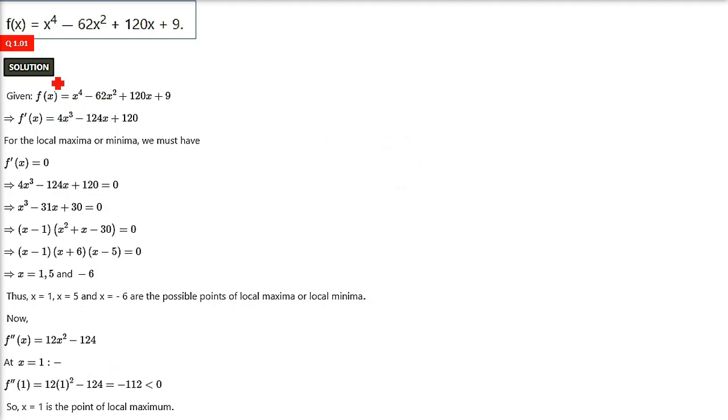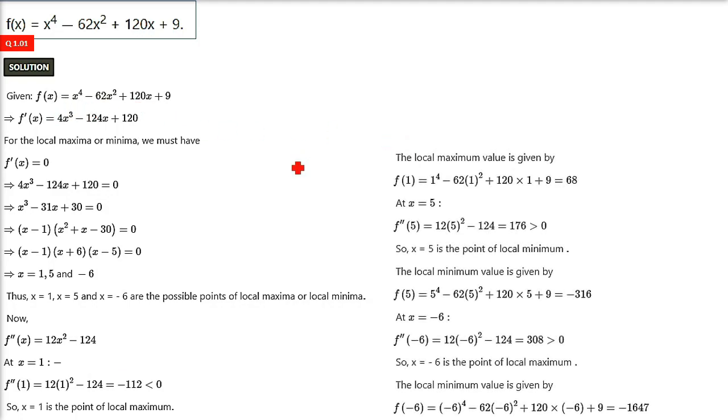You can just pause it and have a look, or you can solve it by yourself. This is the whole scenario which we discussed. First, for f(x), then f dash x, place f dash x equals 0. You are going to get certain points which are the critical points. Now you don't have to go for the number line. Just take the double differentiation now, f dash x, double differentiation.